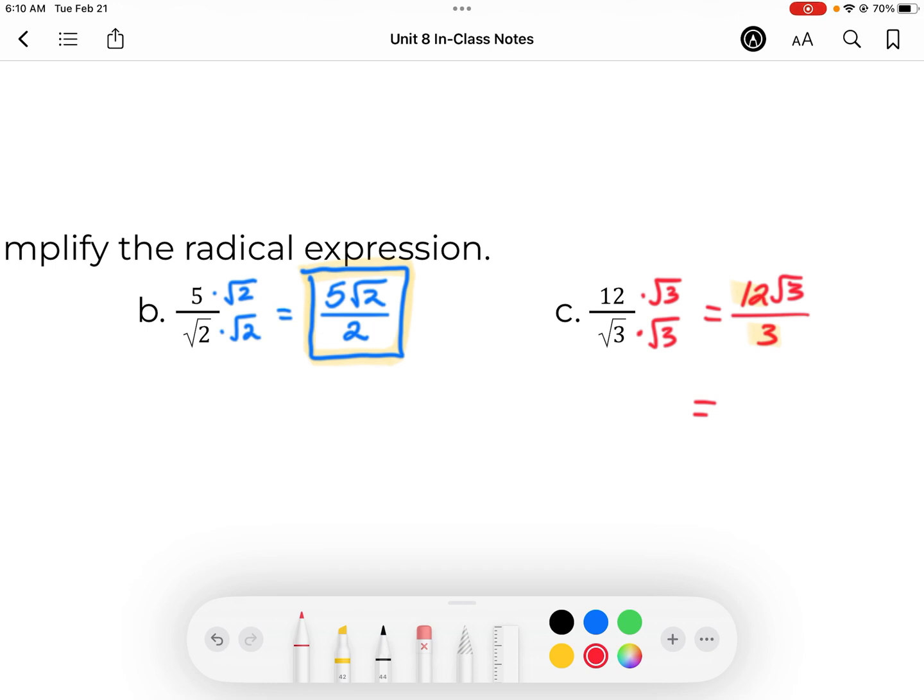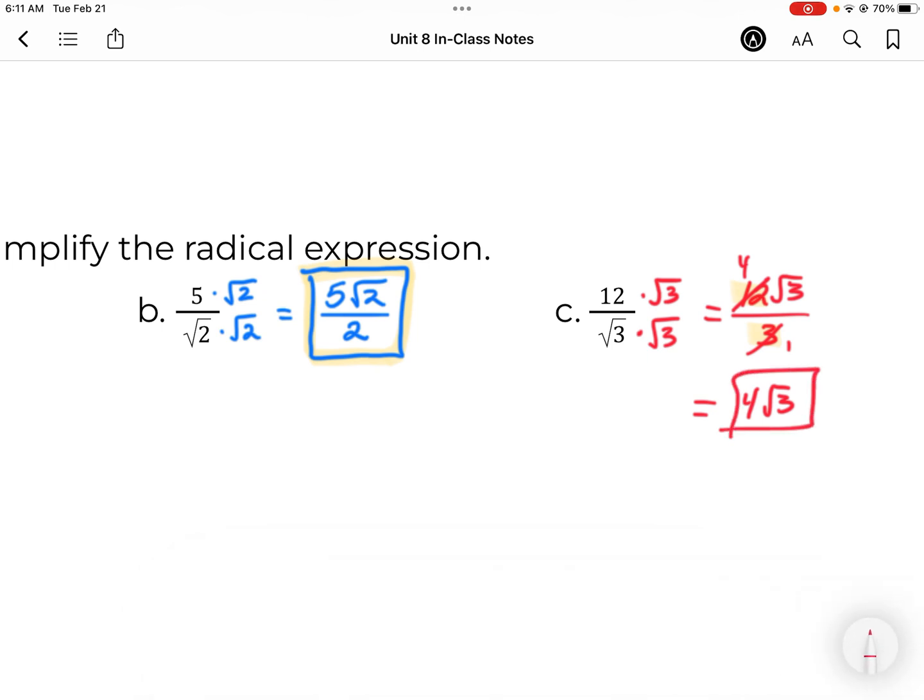12 divided by 3 is 4, and I still have my root 3 after that. On the bottom of that fraction, when I cancel that, 12 divided by 3 is 4, 3 divided by 3 is 1. When the bottom of your fraction is 1, you don't have to write that. Okay, I don't have to write the over 1 part of that because it's unnecessary. So that is my answer, 4 square root of 3.